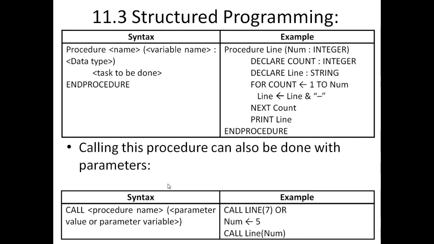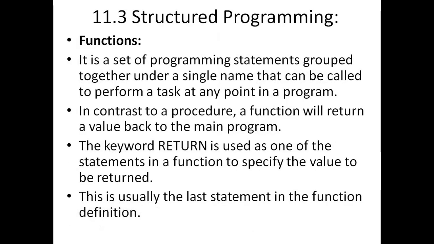Calling this procedure is obviously done with the parameters. For example, you can do it like this: call, then write the procedure name and then directly pass the argument like 7, or put the value inside a variable and then use that variable or pass that variable on as a parameter. Then we have functions.